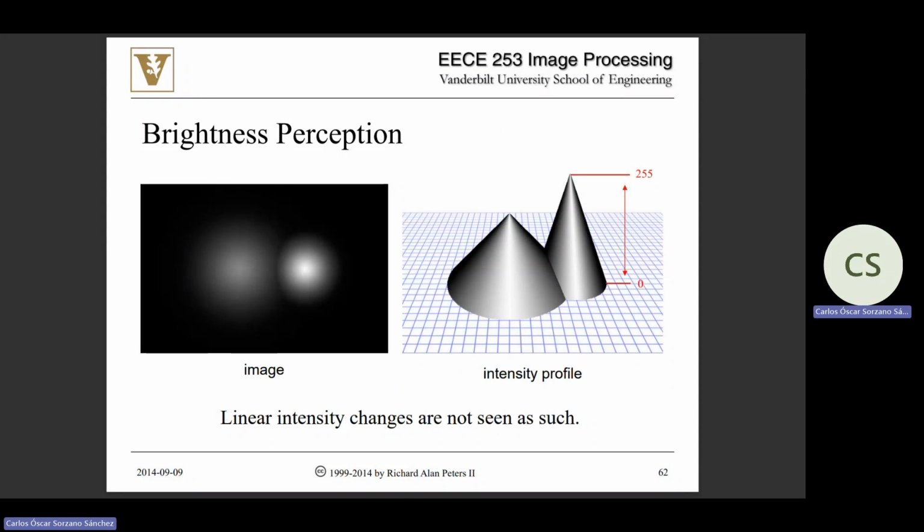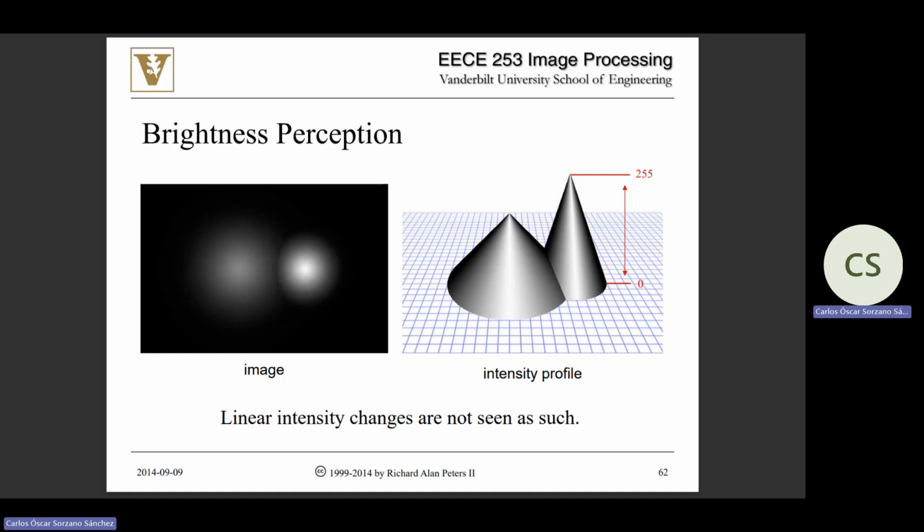And also something that is very interesting is, how much brighter would you say this spot is with respect to this? Is it twice brighter, 3 times brighter?